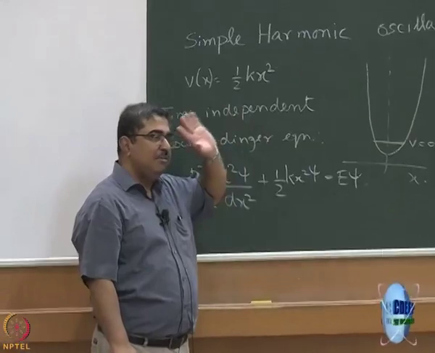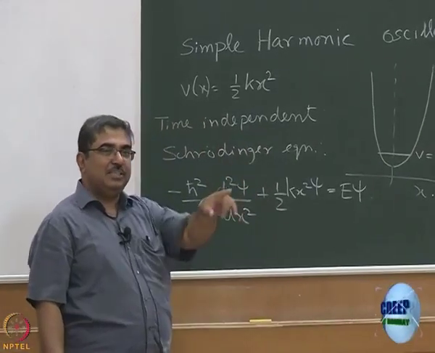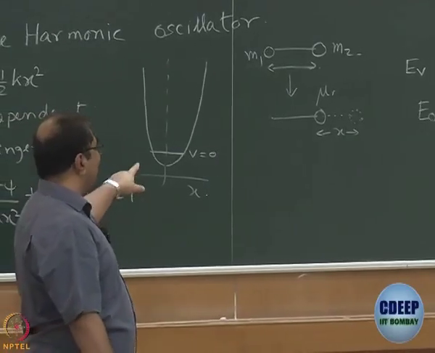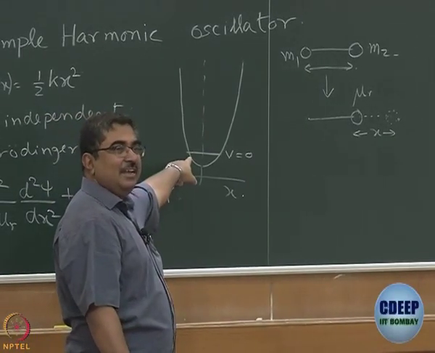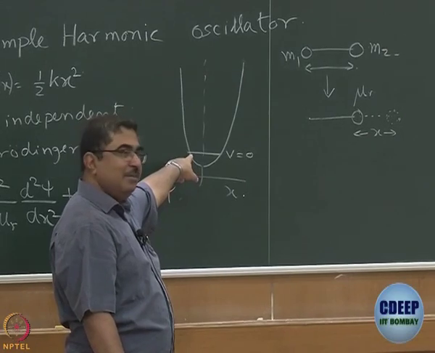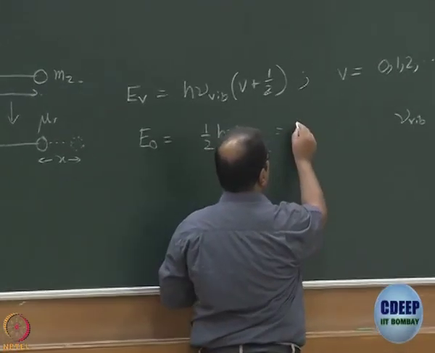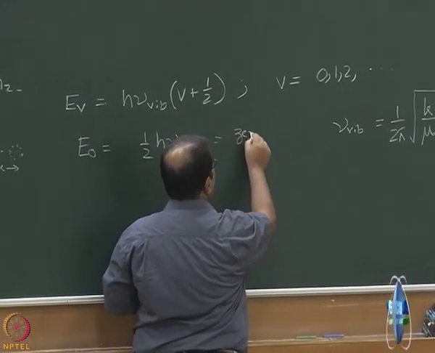Minimum energy, even if you go down to 0 Kelvin, and 0 Kelvin is what prompted Manthan to give that answer, right, residual entropy, then also you get this half h nu vib energy. So, this is called, I think you know this, what is it called? 0 point energy.